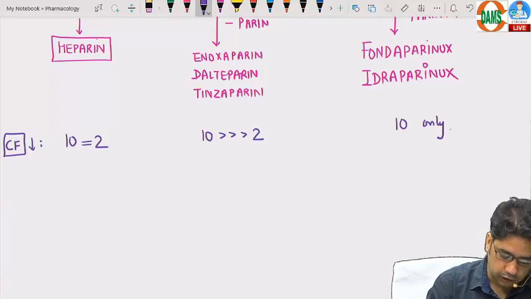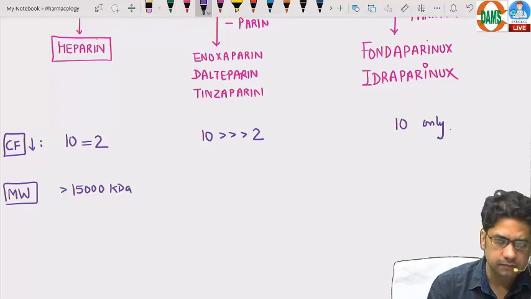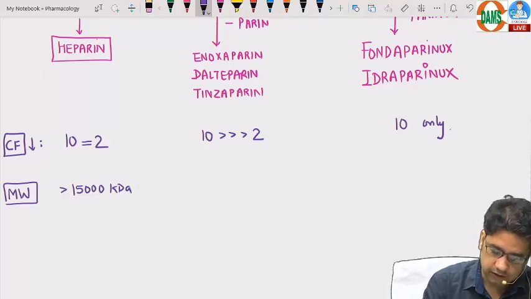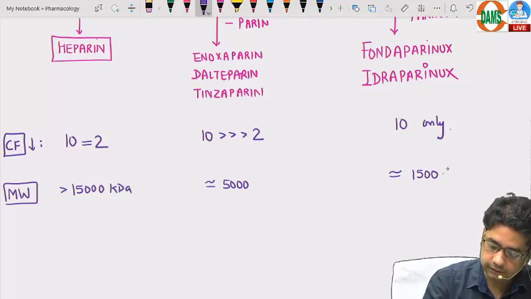Next point, molecular weight. MW बच्चों stand for molecular weight. More than 15,000 किलो डाल्टन, और डाल्टन भी लिख सकते हो सिर्फ. Make it 1/3, around 5,000. Make it 1/3, around 1,500 किलो डाल्टन.